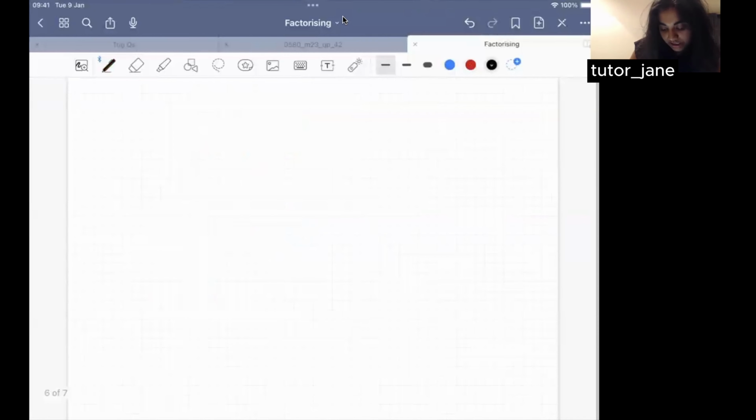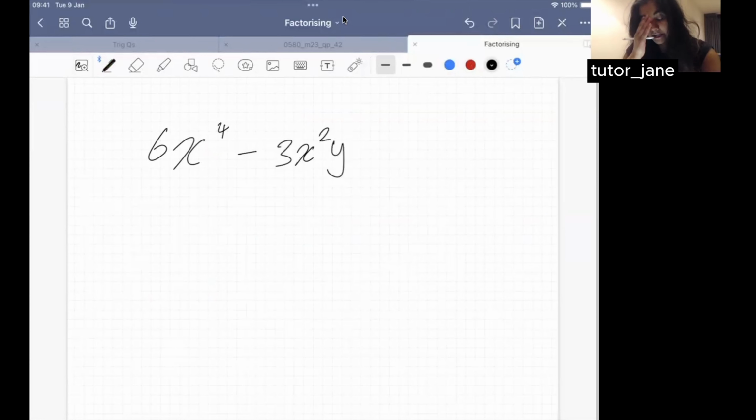I'll make this a bit harder. Let's say you had 6x to the power of 4 minus 3x squared y. Okay, so this looks a bit more complicated than the earlier questions, but we can still factorize it in the same way.